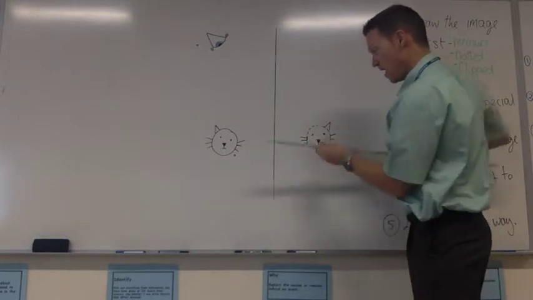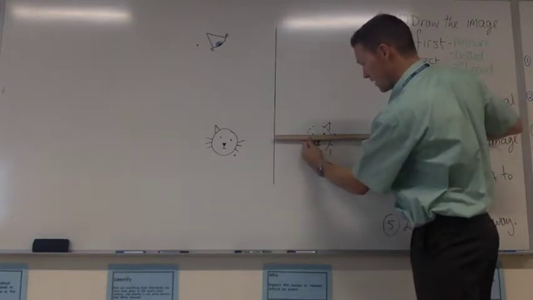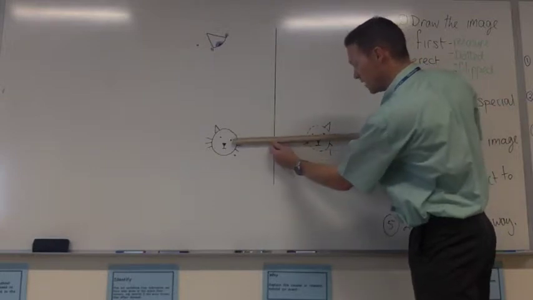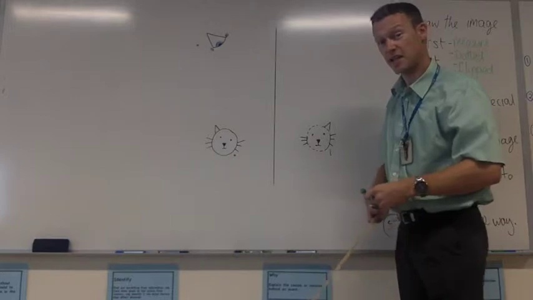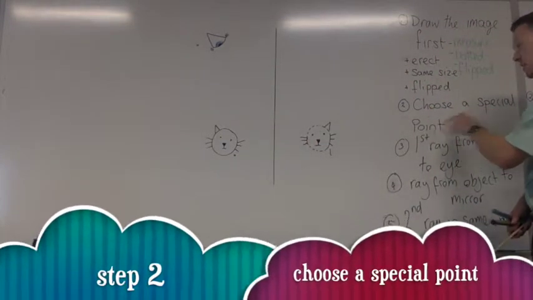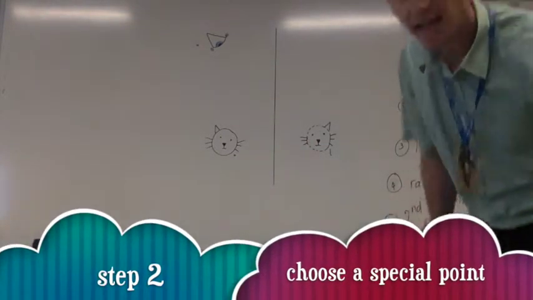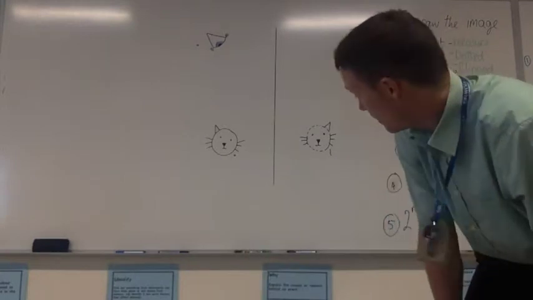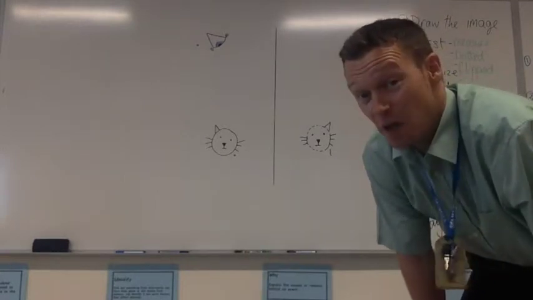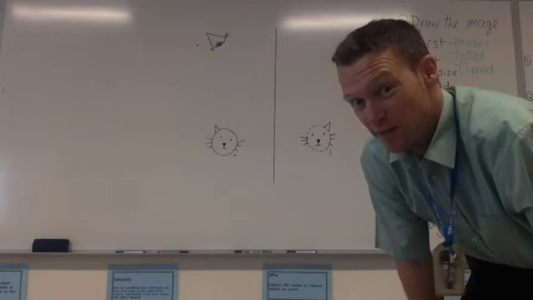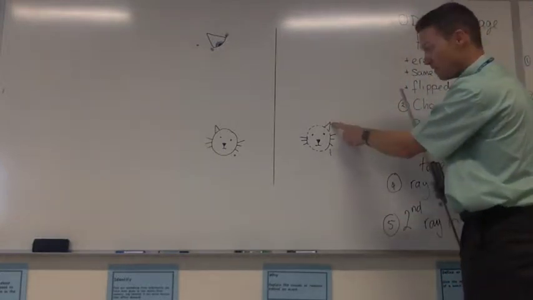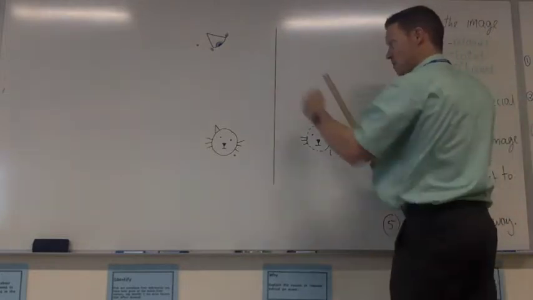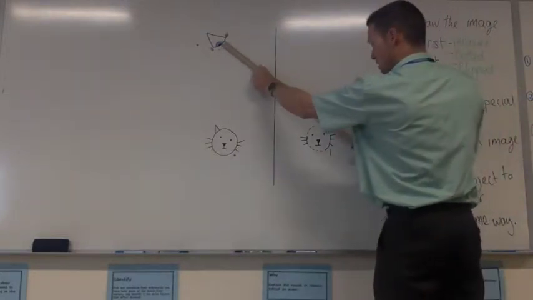So measure from this eye to the mirror, it's 18 centimetres. The opposite eye on the same side is 18 centimetres as well. So it all fits. The next step, if I look at my list, is choose a special point. Now obviously the cat's eyes are a special point, but the cat's ears are more fun. So I'm going to choose the ear as the first special point. Here's my special ear, and I'm going to draw a line from the tip of that ear up to my eye.